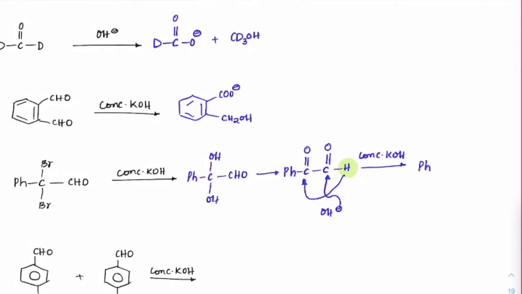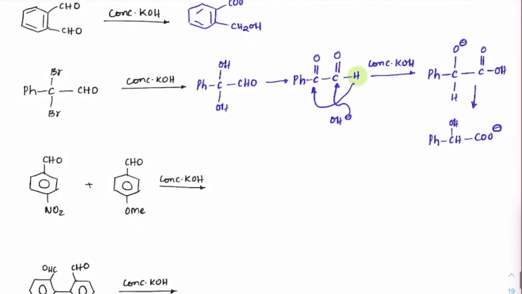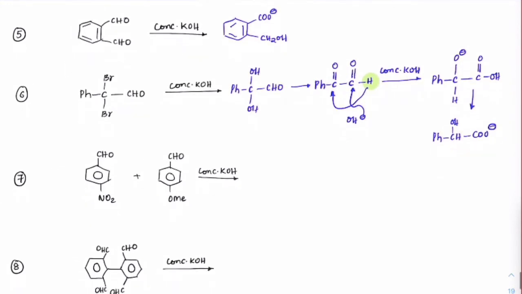You will have PhCO minus and HC double bond O OH, which will take the H plus from the acid and will get PhCH2OH and COO minus. So that will be the final product. I hope all of you understood that.